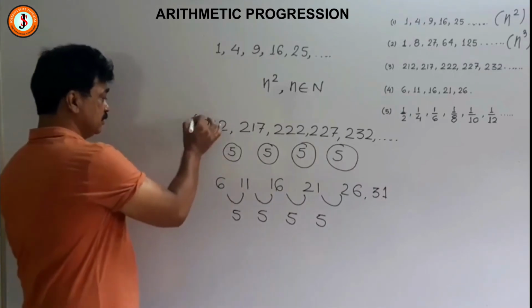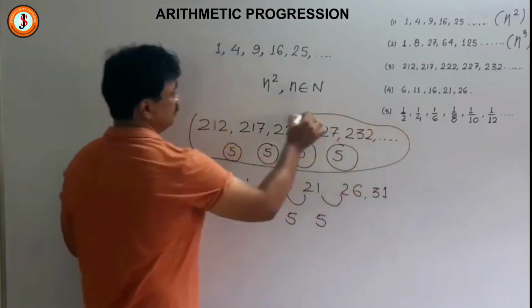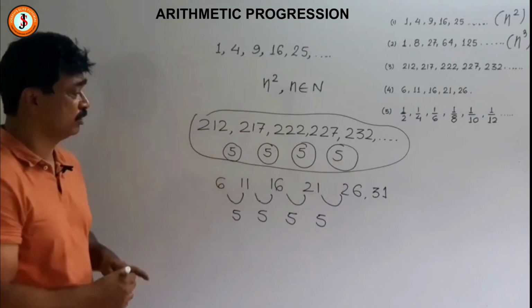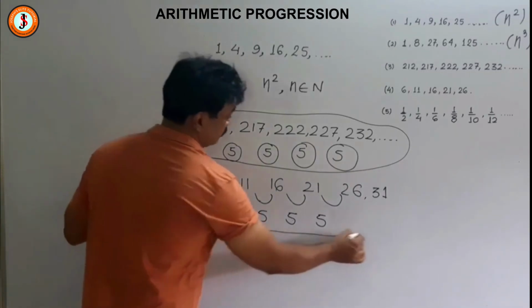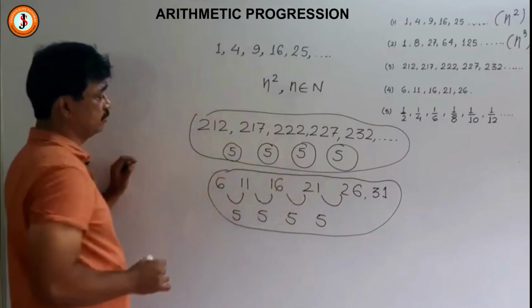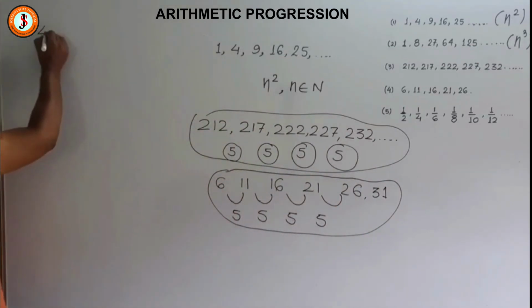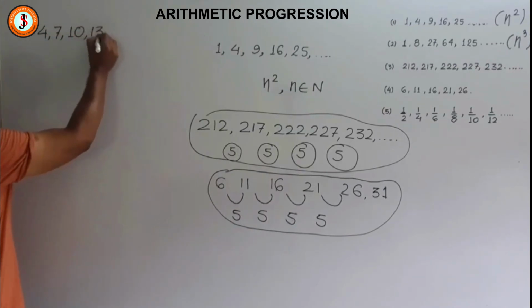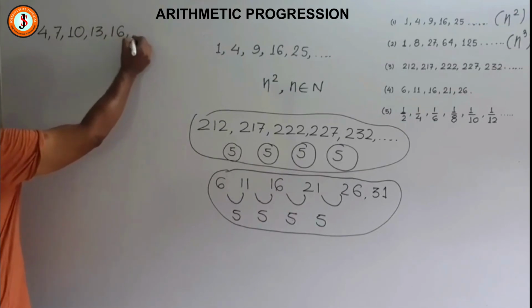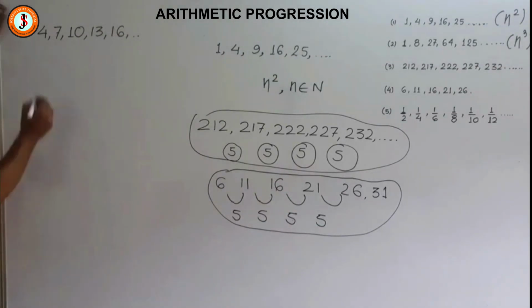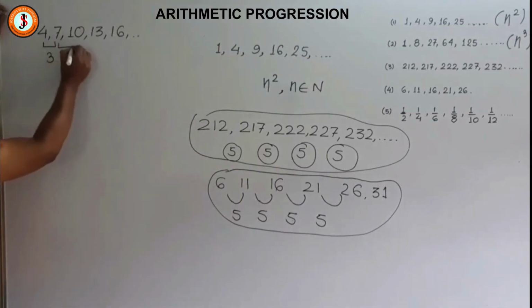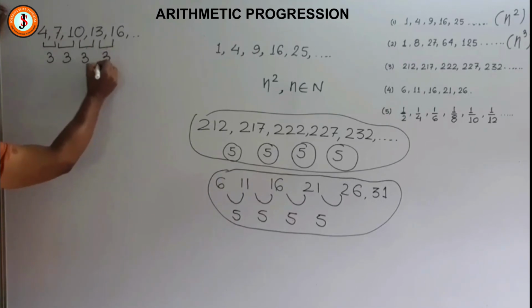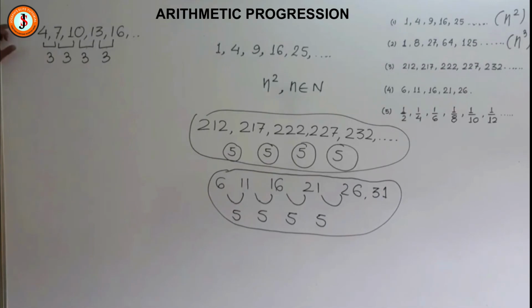But this particular pattern which is coming out, there is a common difference between a term and a successive term which is constant, which is fixed for all the examples. So these are called arithmetic progression. One more example of arithmetic progression will be 4, 7, 10, 13, 16 and so on. So see what is happening. 7 minus 4 will be 3, 10 minus 7 will be 3, 13 minus 10 will be 3, 16 minus 13 will be 3. So there is a common difference in successive terms.